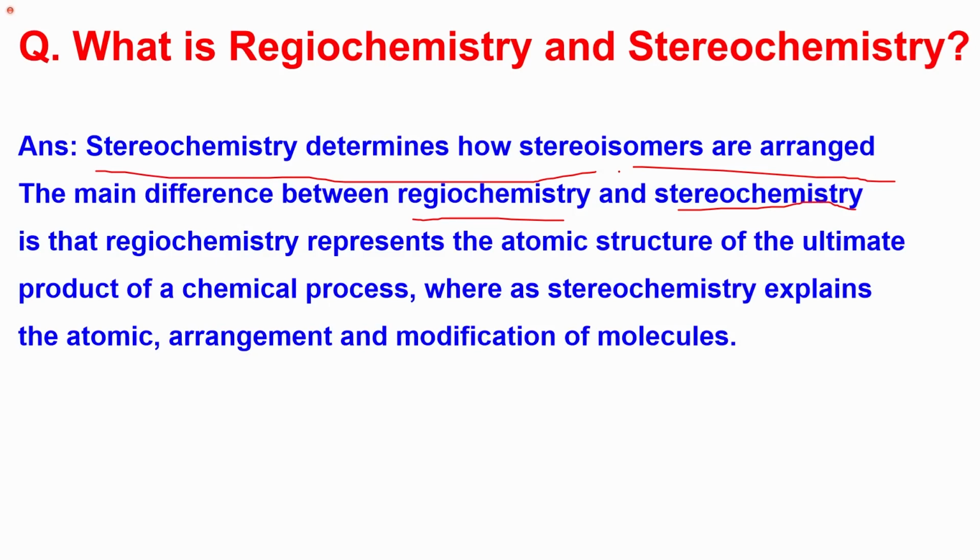The main difference between regiochemistry and stereochemistry is that regiochemistry represents the atomic structure of the ultimate product of a chemical process, whereas stereochemistry explains the atomic arrangement, the spatial arrangement, and the modification of the molecule.